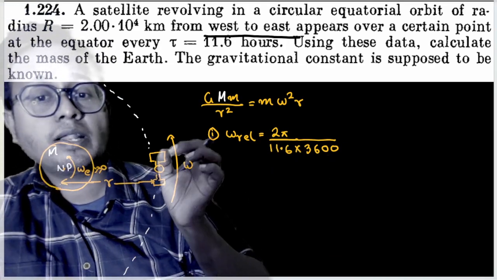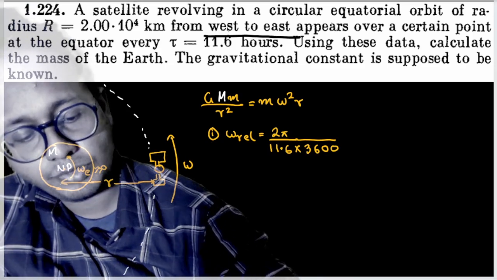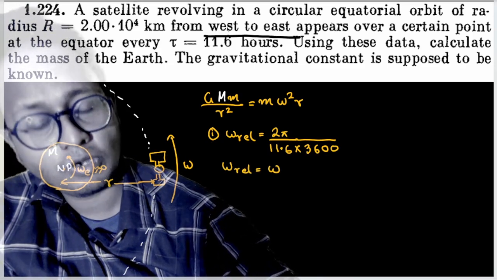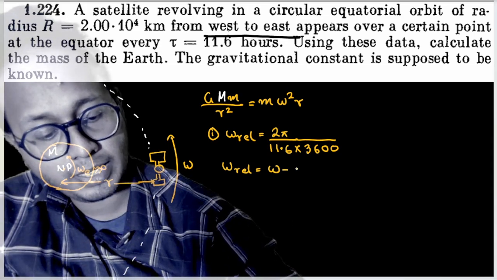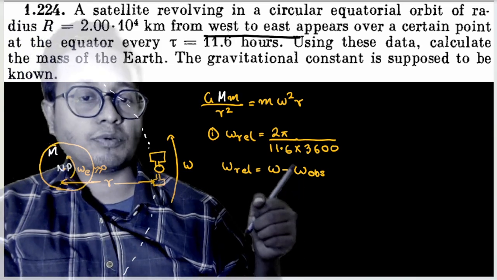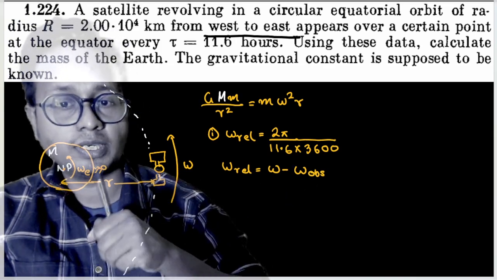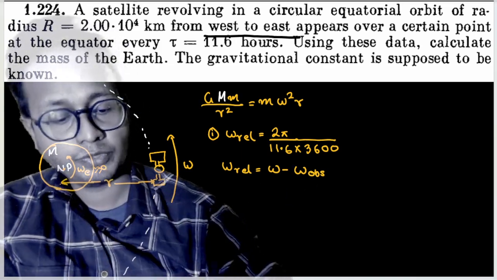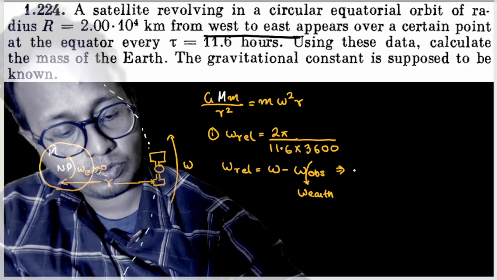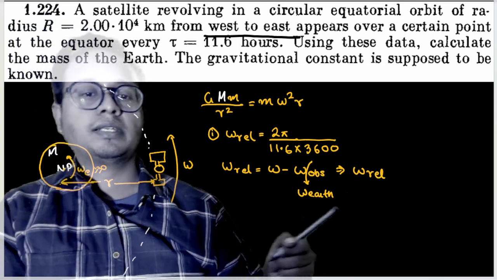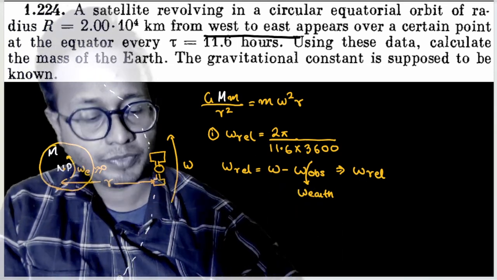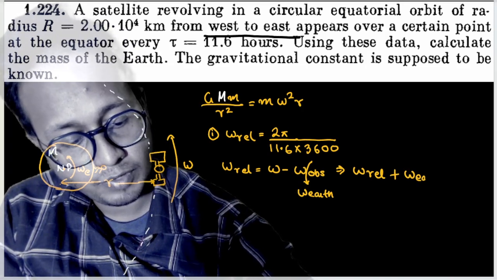Now, what is the absolute velocity? We know that relative velocity is the absolute velocity of the satellite minus the velocity of the observer. Here the angular velocity of the observer is nothing but the angular velocity of Earth, because this person keeps on rotating with Earth. So omega relative, the angular velocity as observed by this person, is 2 pi divided by 11.6 into 3600, plus the angular velocity of Earth.